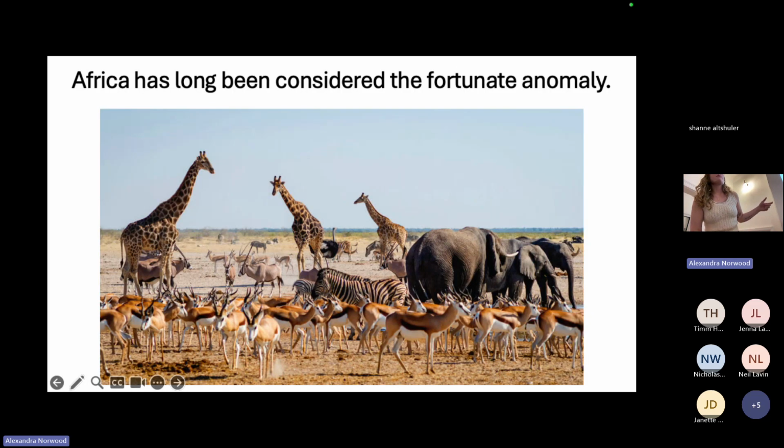But for a long time, people have thought that Africa was not affected by extinctions in the same way that all of the other continents were. That's because there's still a huge diversity of mammals here, many of which you are familiar with, of course. And so this large diversity of mammals today has led people to say that maybe extinction wasn't a problem here in the way that it was elsewhere.